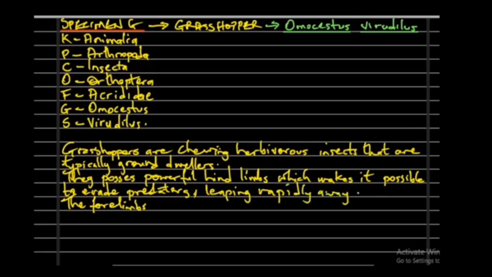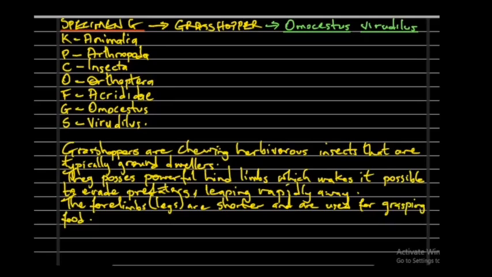The forelimbs, or the legs in the front, are shorter, and they are used for grasping food.